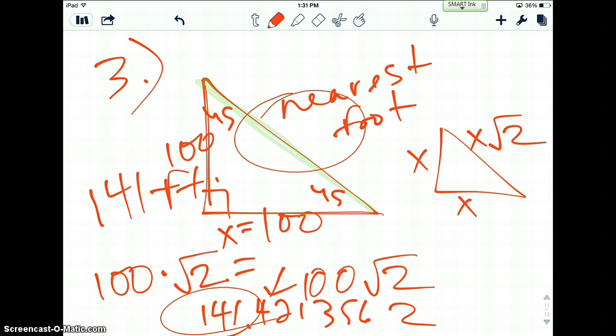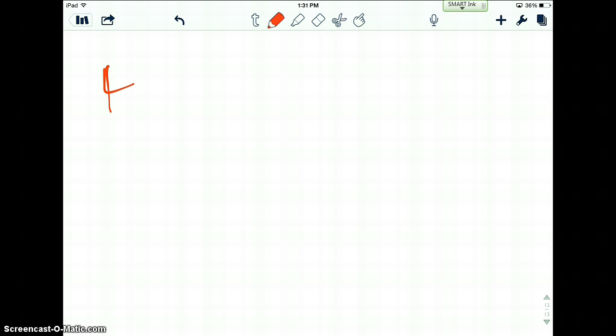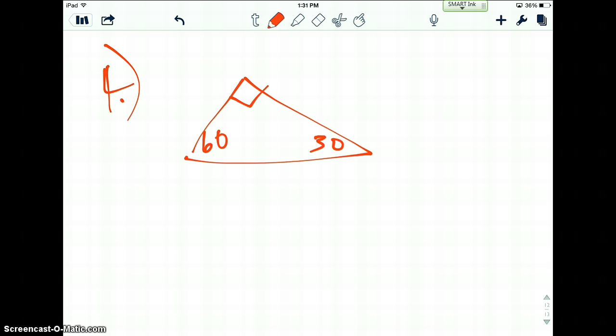Okay. Cruising along. Got it, problem number 4. Go ahead and pause the video, try it. What is the value of f in simplest radical form? So they give me a 30, 60, 90 triangle, which is a special right triangle.